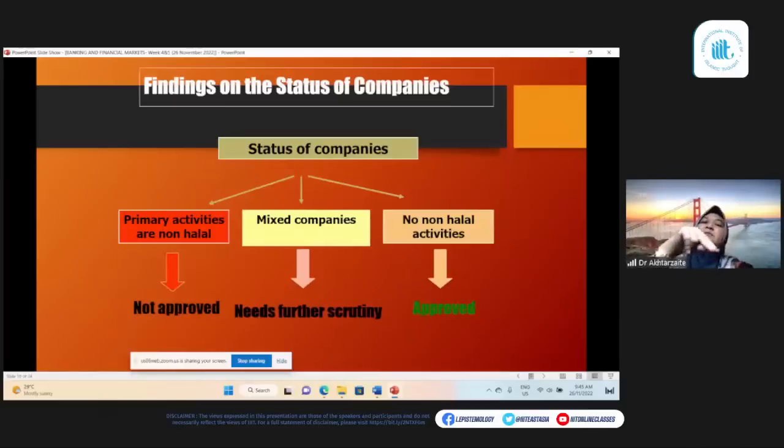But the problem is with mixed companies, right? So it needs further scrutiny. How far can the Sharia non-compliant activities be tolerated? If it can be tolerated, then we accept their shares to be Sharia compliant. If their element of non-compliance is not tolerable, we reject the whole shares of the company. So that is basically the idea, right?